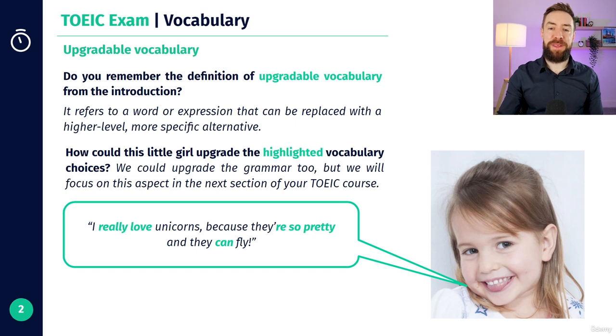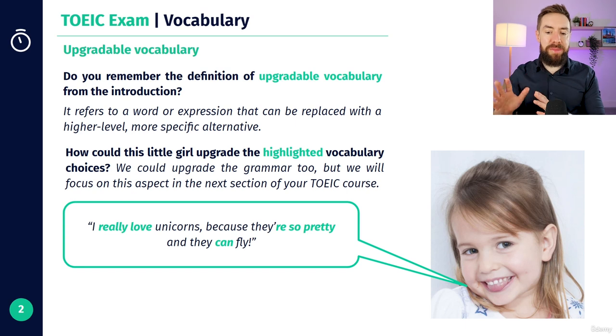We have a little girl here who's agreed to help us with this part of the course. Thank you, little girl. So the little girl has said, I really love unicorns because they're so pretty and they can fly. All right. So my question for you, how could this little girl upgrade the highlighted vocabulary in green?